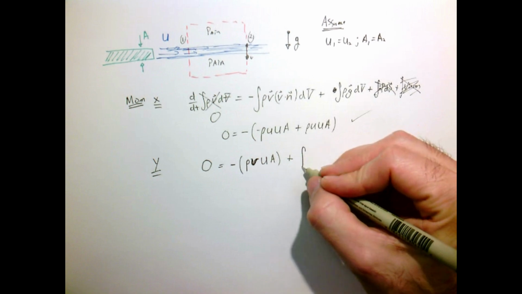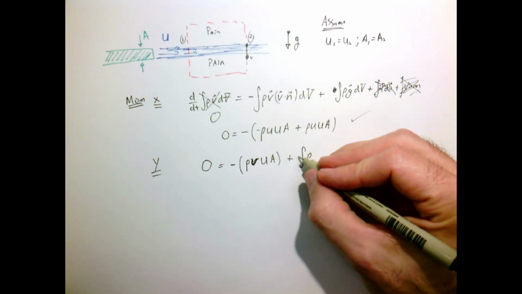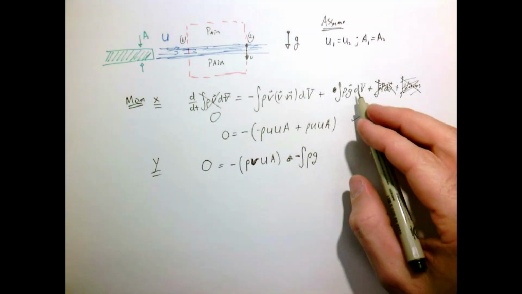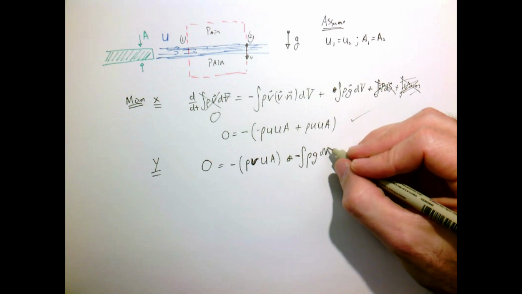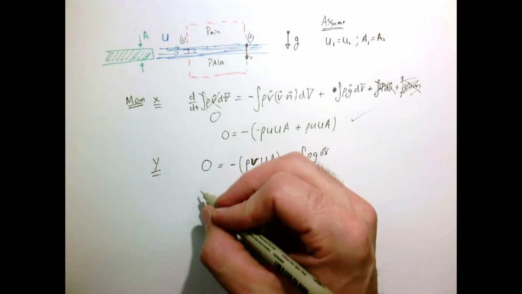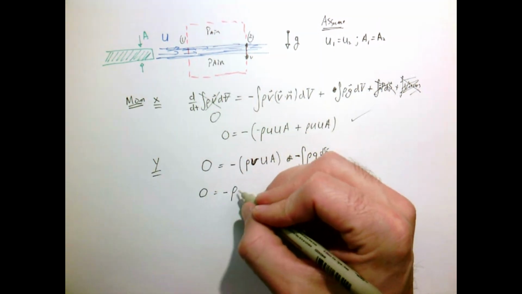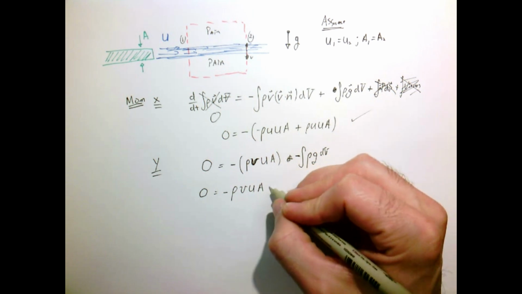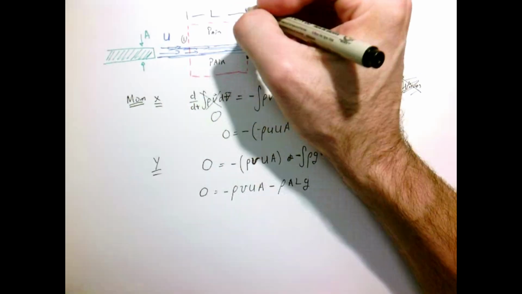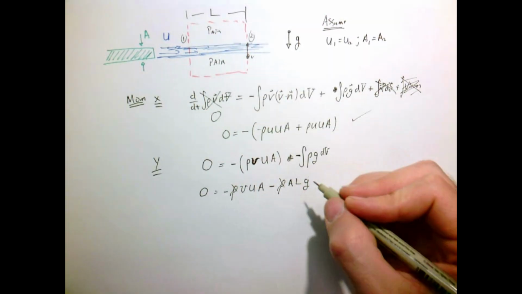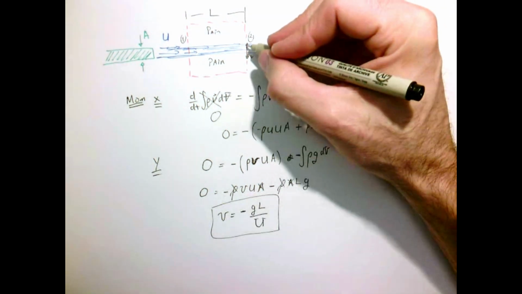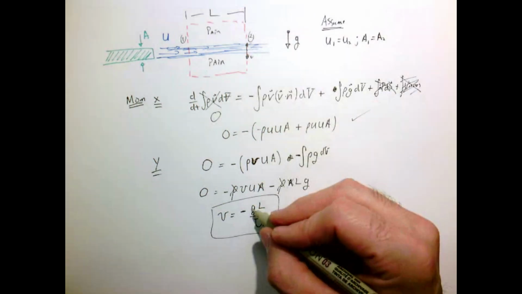And that has to balance rho g, which is negative because gravity's pointing downward, so I'm going to flip that sign to be negative. And I need to integrate that over dV. Now the volume of the thing we can just approximate as the area of the jet times the length. So this would be 0 equals minus rho v u A, so the area times the length, that's the length L. So we get the vertical velocity is negative, so it's flowing downwards, is gL over U.